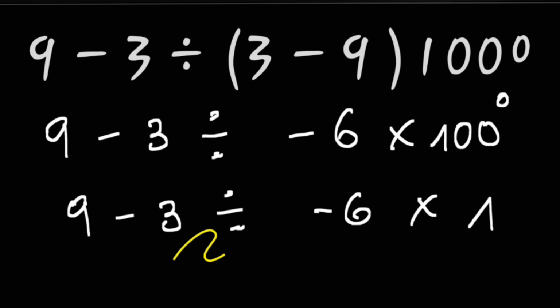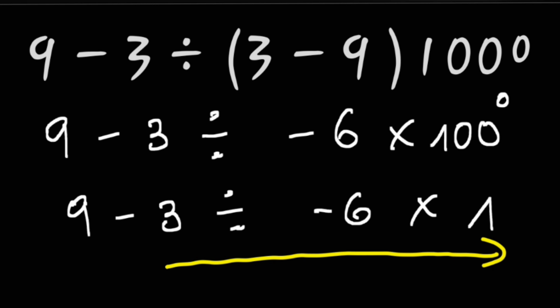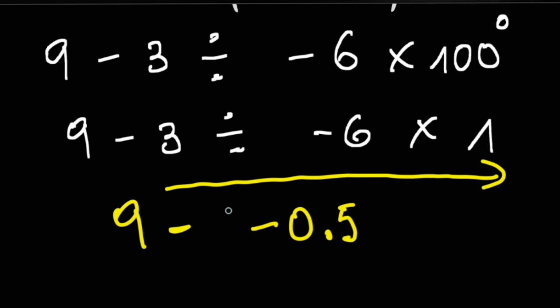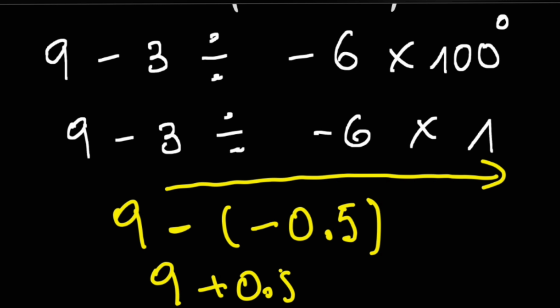Step 3. Division and multiplication from left to right. 3 divided by negative 6 is negative 0.5. Then, negative 0.5 times 1 is still negative 0.5. We now have 9 minus negative 0.5. Step 4. Subtraction. Subtracting a negative is addition. 9 plus 0.5 equals 9.5. The correct answer is 9.5.